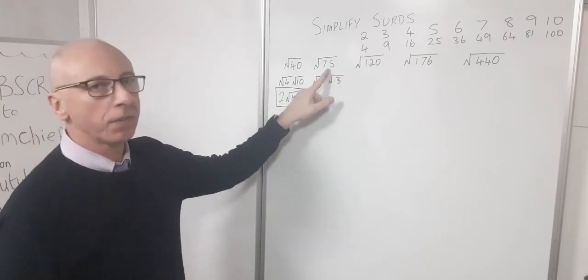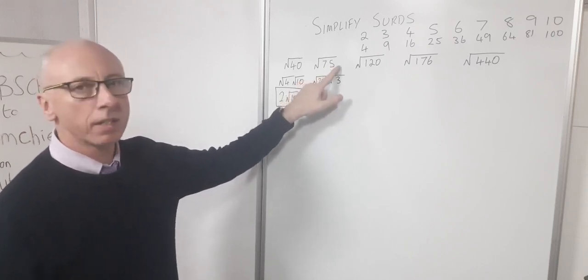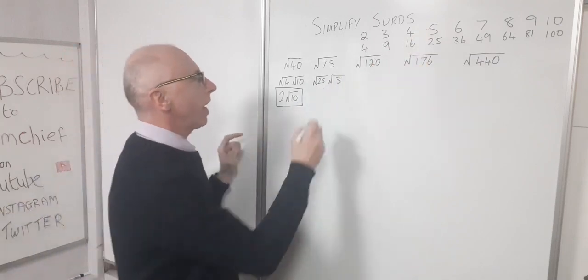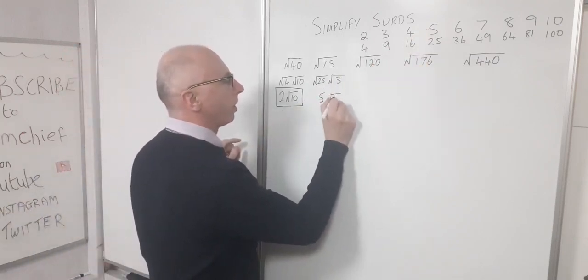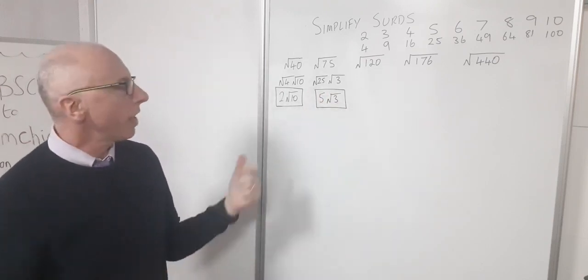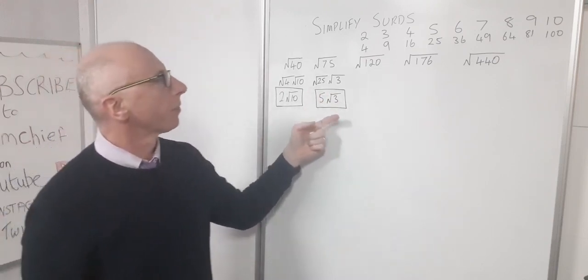25 times 3 is 75. This is equivalent to this. Square root of 25 we know is 5, so I can rewrite that as 5 root 3. Square root of 3 is irrational, so that then becomes my final answer.